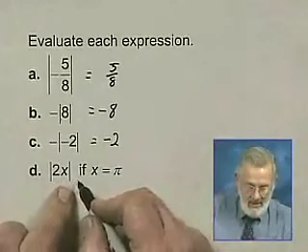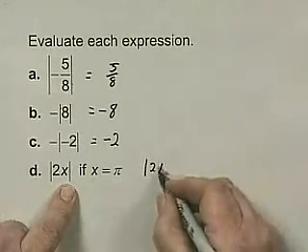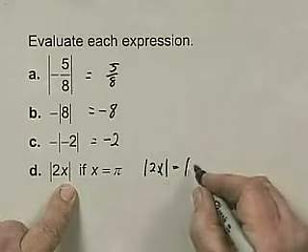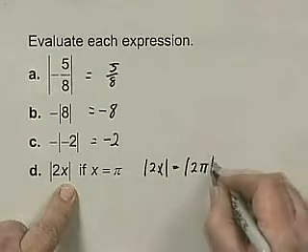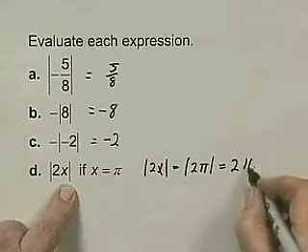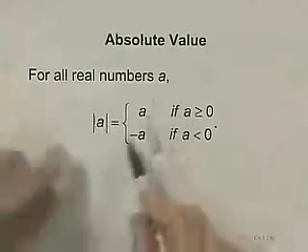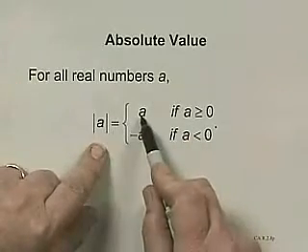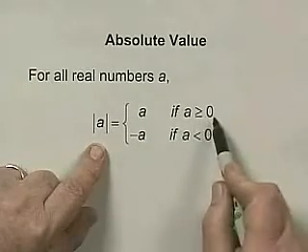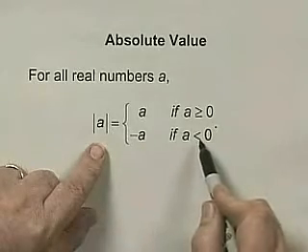D, the absolute value of 2x, if x equals pi. The absolute value of 2x will be the absolute value of 2 pi, and since pi is a number greater than 0, we simply get 2 pi. There's an algebraic definition of absolute value. Let's look at it. For all real numbers a, the absolute value of a is equal to a if a is greater than or equal to 0, and it's equal to negative a if a is less than 0.